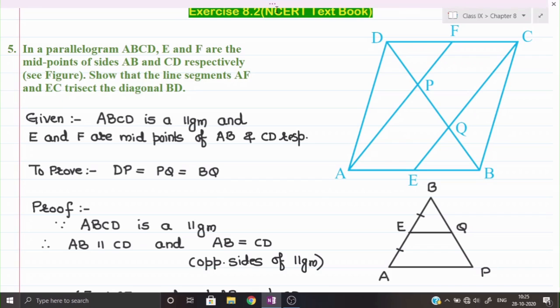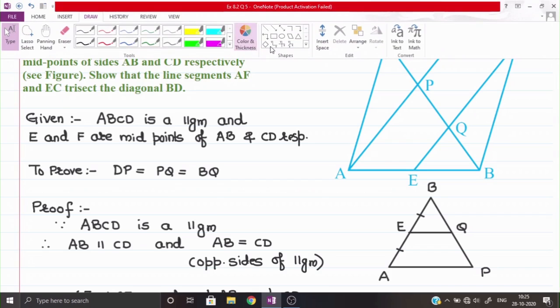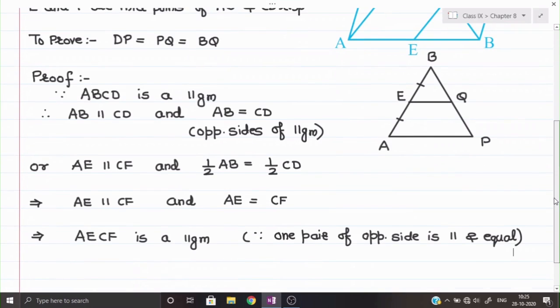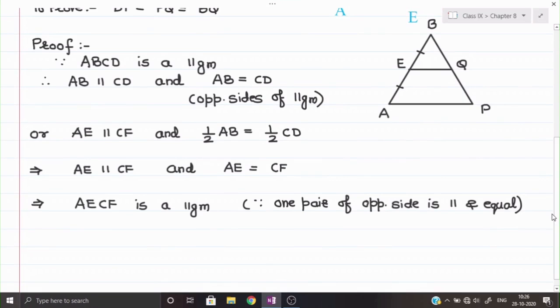So now I will take this triangle down if it is possible, otherwise I will keep it here only. Since you have seen that triangle, I am now considering the triangle downside. So now I am writing, now in triangle BAP, E is the midpoint of AB, that is given in the question.